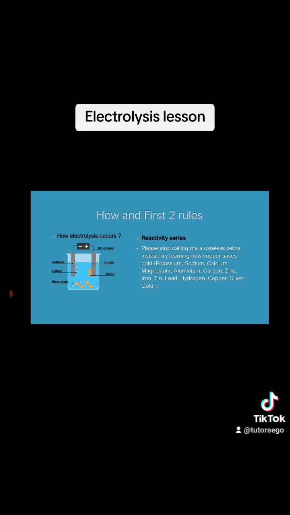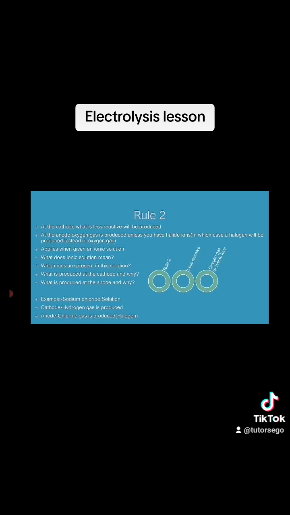Okay? Now, moving on to the other rule, I want you to focus on those circles that I've drawn there. So rule number 2 says, at the cathode, the less reactive metal is the one that is produced. And then at the anode, oxygen gas is produced unless you have halide ions. Halide ions are halogens. So if there is a halide ion, a halogen will be produced instead of oxygen gas. But if you have any other ion and it's not a halide ion, then oxygen gas is what is going to be produced. Okay? Now, that's the rule.